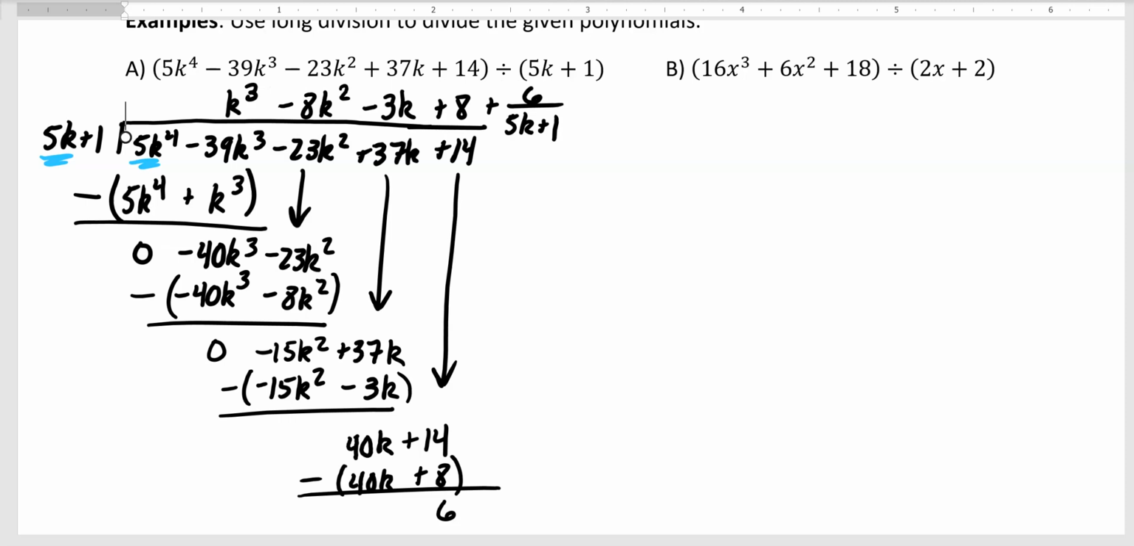Let's see if we can't get that k to the third included. This would be my quotient here. There we go. Let's try another example.